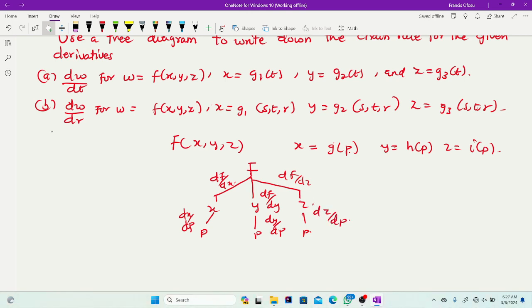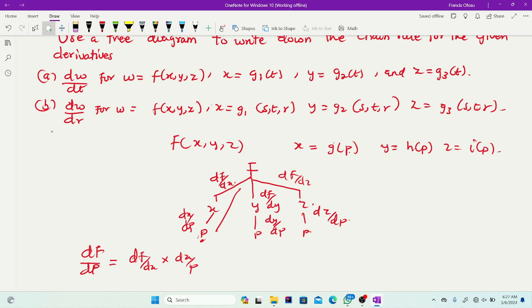So if you want to find the derivative of f with respect to p, you need to take this branch to p, then you also take another branch, and finally the last one. So totally, df/dp is equal to, taking the first branch, the partial of f with respect to x multiplied by dx/dp. That's for the first branch.